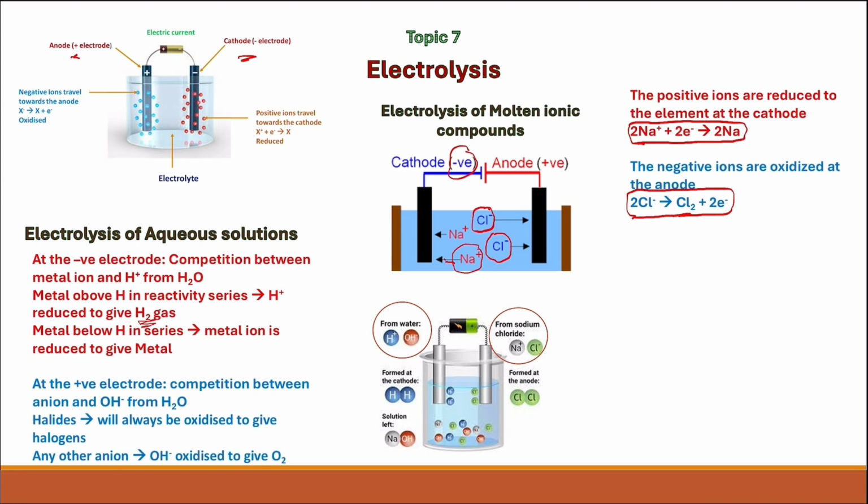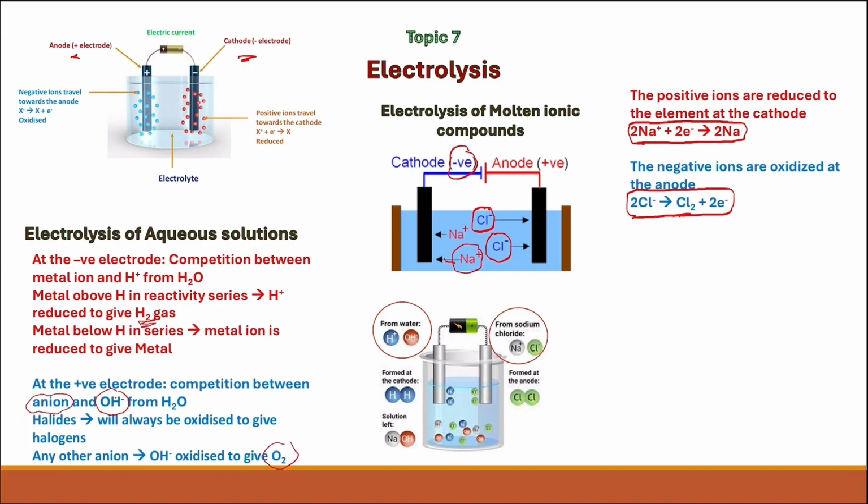What about the positive electrode? At the positive electrode, there will be competition as well. The competition this time will be between the anion from the ionic compound and the hydroxide from water. So if the anion is a halide, then the halide tends to be oxidized at the positive electrode and will give you the halogen. So if you have chloride, you will get chlorine; bromide, bromine; and iodide, iodine. But if you have any other anion like sulfate, nitrate, anything other than the halides, then the hydroxide is the one that is going to be oxidized and will give oxygen at the positive electrode.